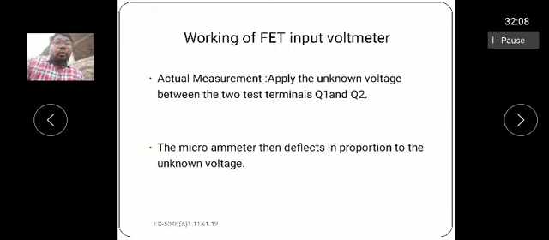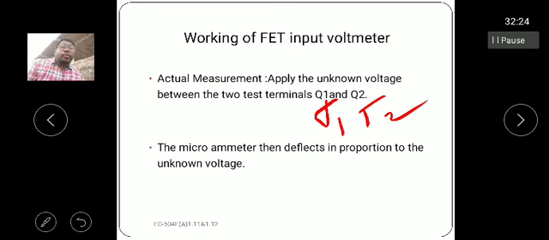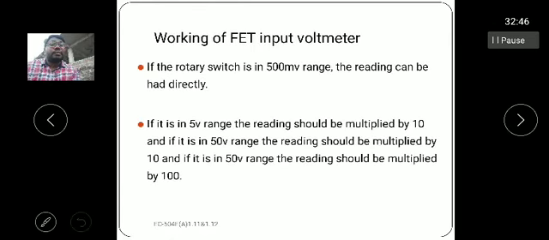Apply the unknown voltage between the two test terminals T1 and T2. The microammeter then deflects in proportion to the unknown voltage. That means whatever voltage we connect across the test terminals, an equal amount of deflection is presented in the microammeter. That is the actual measurement.